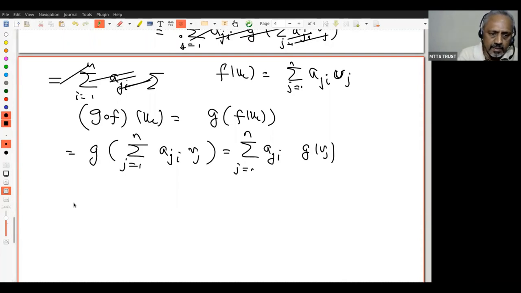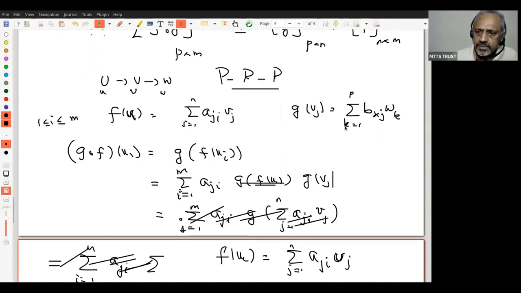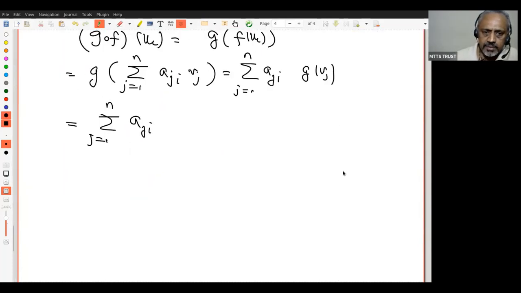But this is the summation over j equal to 1 to n of a_ji. What is g of vj? G of vj is the sum of b_kj wk.